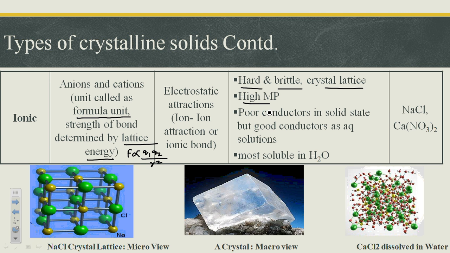Once you dissolve an ionic compound in water, the ions break apart or break free and are able to conduct electricity. And most of the ionic solids are soluble in water. However, there are some that are not, and you can look up the solubility rules to predict which ones are. Some common ionic compounds, ionic solids, are sodium chloride, calcium nitrate, and many others. And here is a picture of sodium chloride lattice. Here is a macro view of salt crystal, and this is calcium chloride dissolved in water. So you can see a bunch of red, which are water molecules, and calcium and chloride ions.